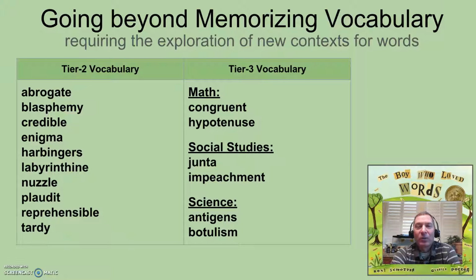Tier 2 vocabulary words are those quality words you would read in an article, in literature, that you would hope students would be able to use in a discussion. Good SAT kind of words. And then there are your Tier 3 vocabulary words, which I've given you a couple for math, social studies, and science. This is from an 8th grade list that I found.